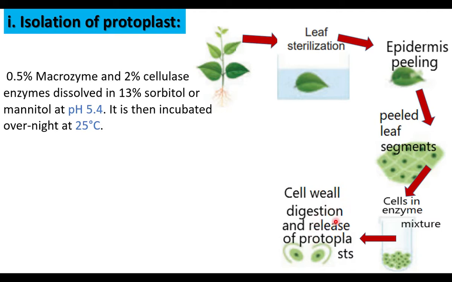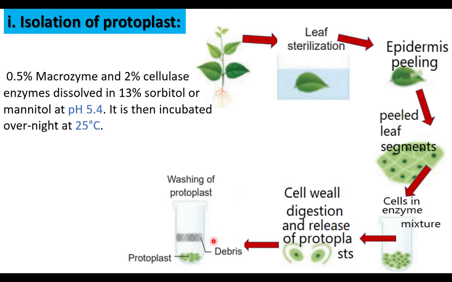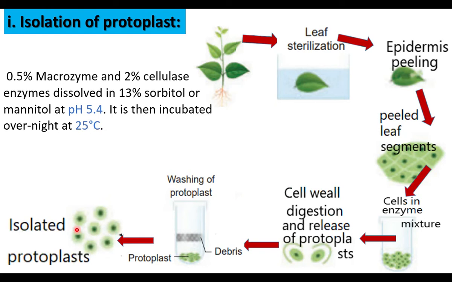The cell wall is digested by the enzymes, but there will be a mixture of protoplast and cell wall debris. After isolation, the protoplast is kept in a sucrose solution. Then only protoplast will survive. Then the debris are removed from the protoplast by centrifuge. The removed protoplast are isolated. Now they are isolated protoplast.